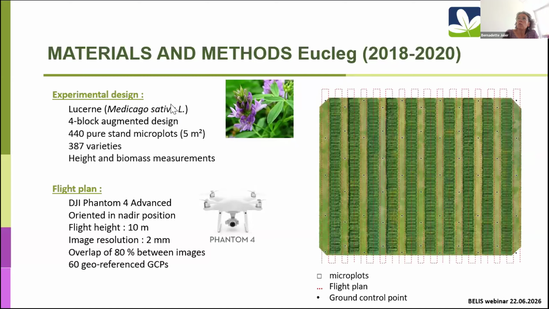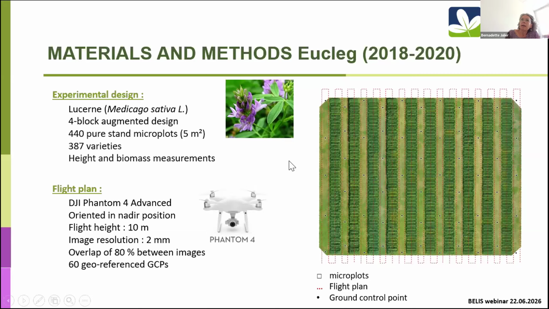We have made experiments on 2 field trials. The first one was during the BELIS project. We had, as an experimental design, a 4-block augmented design with 440 pure stand microplots with 387 varieties, and we had 8 biomass measurements with classical measurements by hand or machine. And you can see the design on the right-hand side with these microplots.